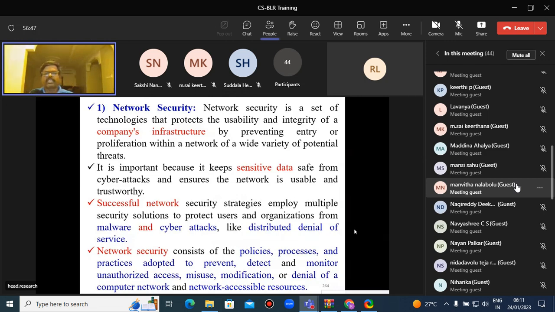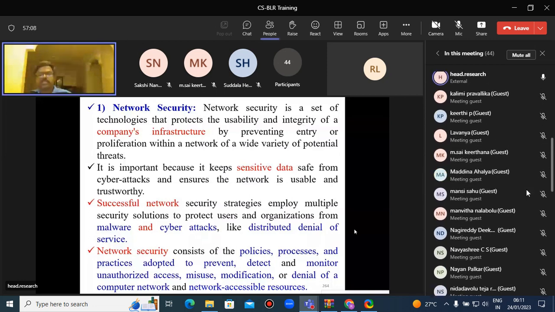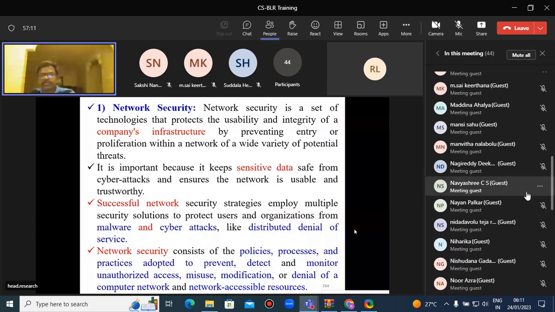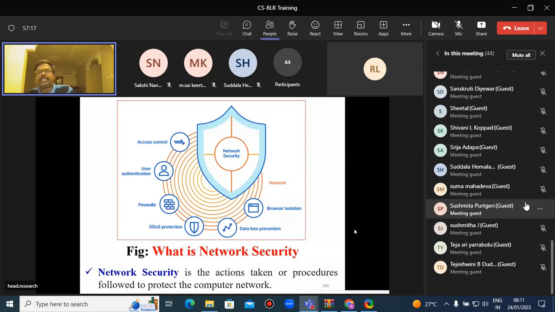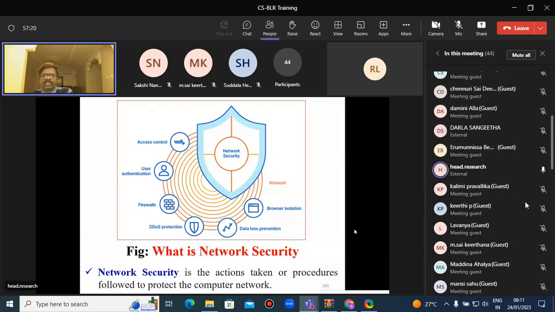Then network security consists of the policies, processes and practices adopted to prevent the threats, detect the threats and monitor unauthorized access, misuse, modification or denial of a computer network and network accessible resources. So that is called network security. If you see the diagram, you can find network security. Network means a collection of autonomous interconnected computers or servers or systems in a local area network, wide area network, and metropolitan area network.